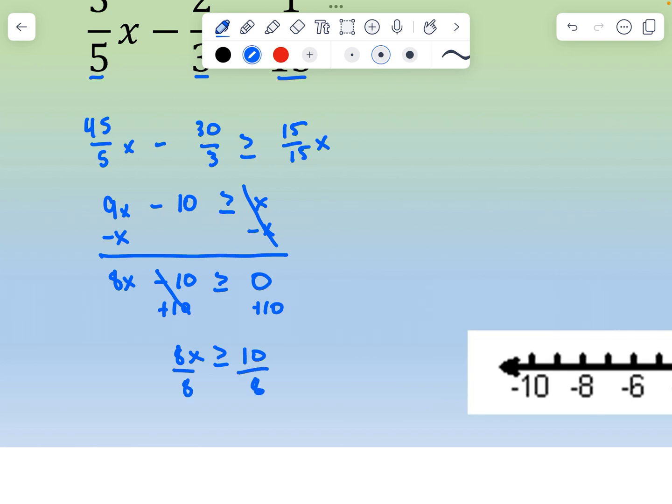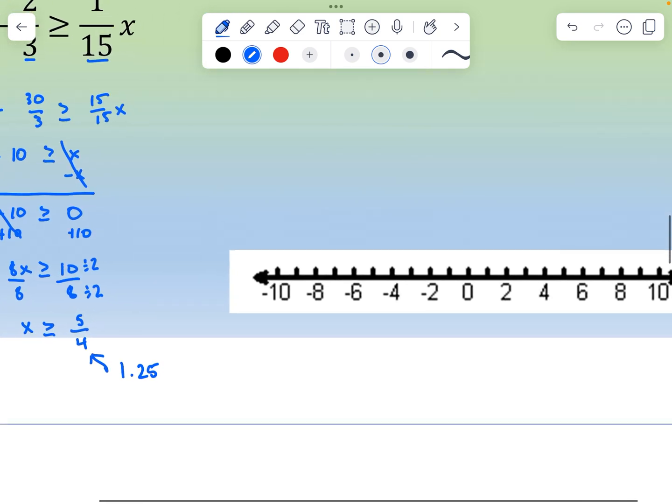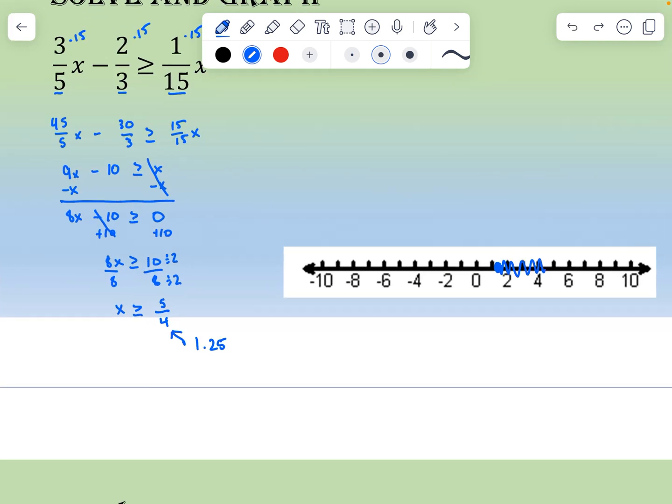Divide by 8, and I'll get x is greater than or equal to, well, I've got to simplify this fraction. I'll divide the top and bottom by 2, which would be 5/4. So where's 5/4? Well, if I turn this into a decimal, it's about 1.25, right? You can put that in your calculator, prove that's true. So if it's 1.25, that means it's somewhere between 1 and 2. Well, this would be a closed dot, right, because there's a line underneath. And then this would be shaded to the right.